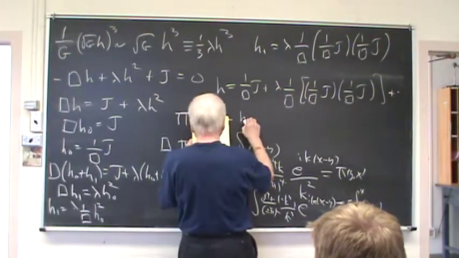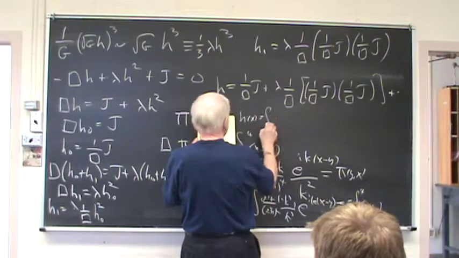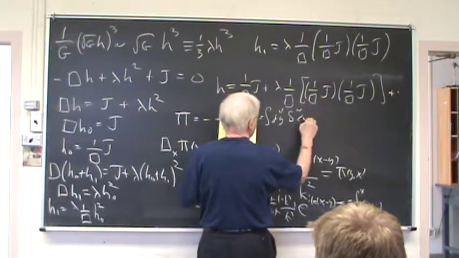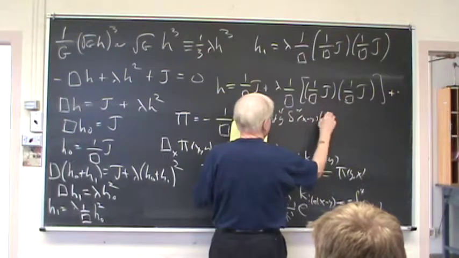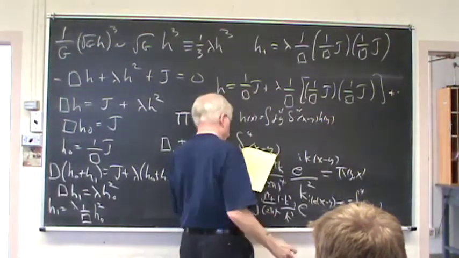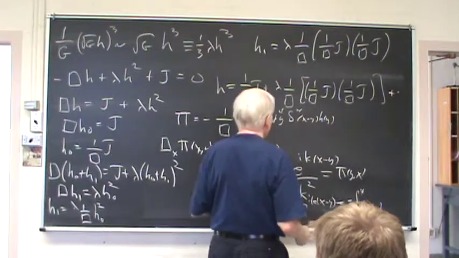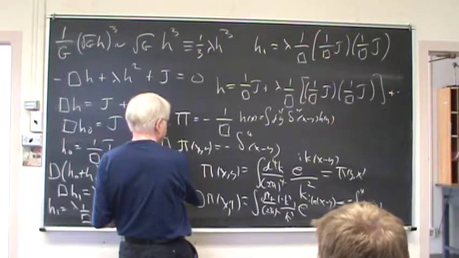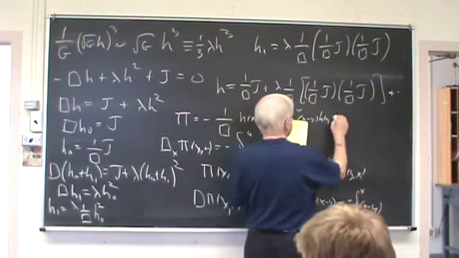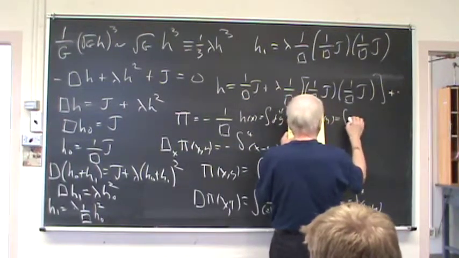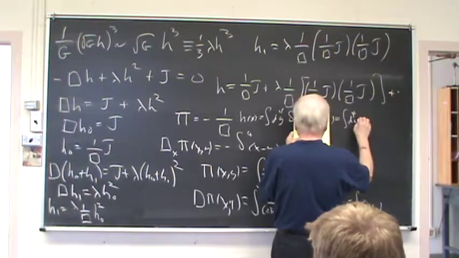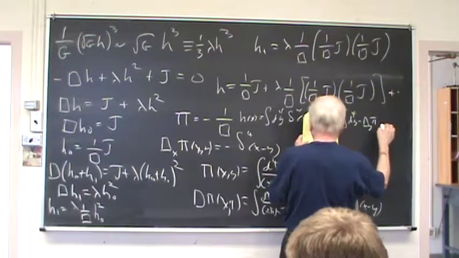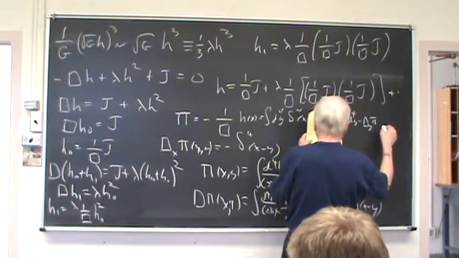Well, it's that h of x is an integral. We can say d⁴y δ⁴(x minus y) h(y). Well, that's just a triviality. But on the other hand, δ⁴ is minus box on π. And so this is equal to an integral d⁴y minus box_y π(x, y) h(y).